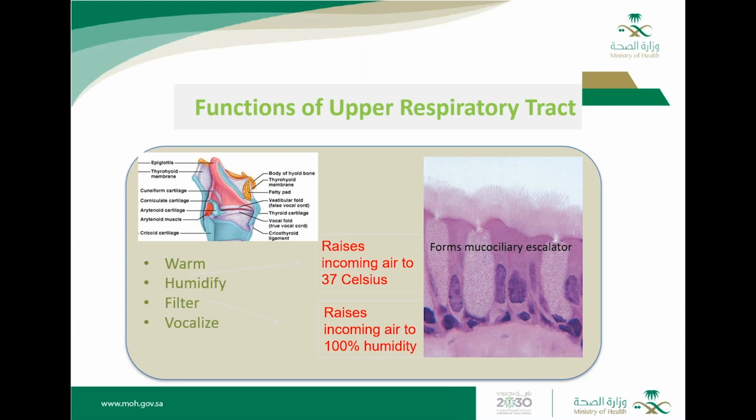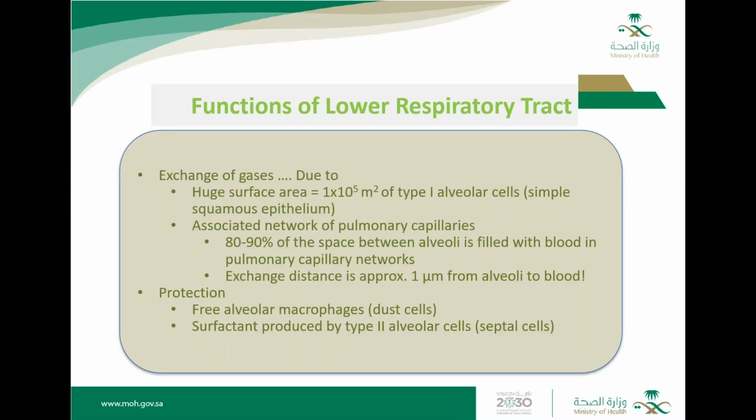Now, the function of the respiratory tract is the exchange of gases due to, like I said, huge surface area. 10 to the 5 square meter, or what represents about 70 square meters. Okay, and there is the associated network of pulmonary capillaries. As I said before, each alveoli is surrounded by approximately 300 capillaries, and that is very important for the gas exchange process. Now, the membrane that separates the alveoli from the capillaries is a very, very thin membrane. And the thickness is approximately 1 micrometer. And that thickness is very important for improving the gas exchange.